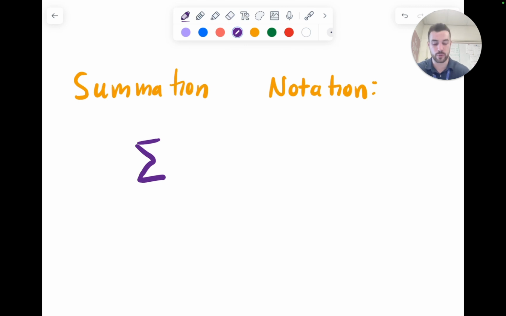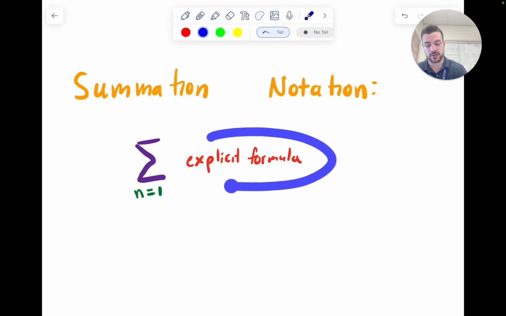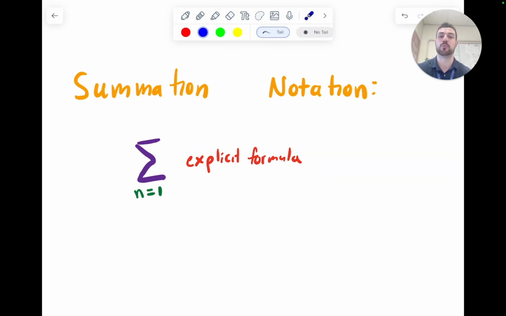All right, and then what we're going to do is we're going to put our explicit formula right after. And then down on the bottom, we are going to put what value we first want to plug in, which tells us what term we're going to start with. So in this case, n is equal to 1, so that means my equation here is going to have an n in it, and I'm going to start by plugging in 1, so finding the first term.